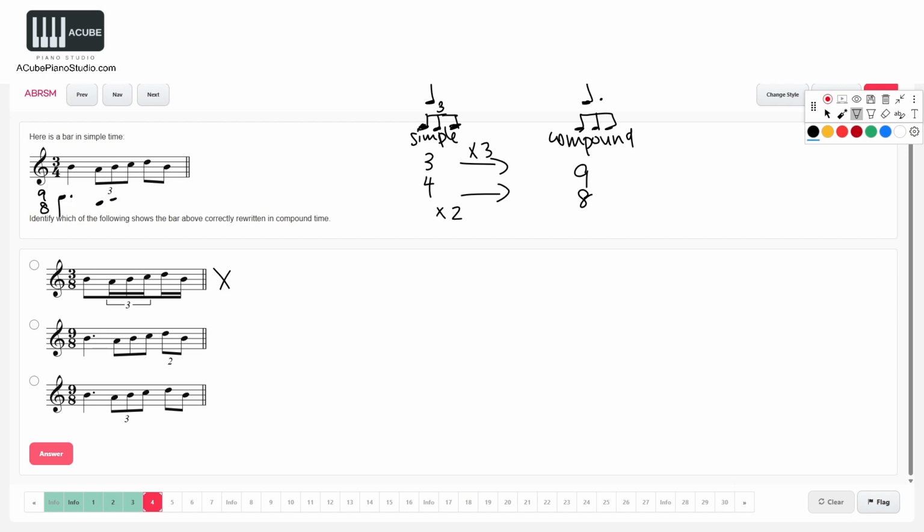You remove the triplet sign, no more. Then if you have a crochet, how do you make it into a dotted crochet if you have something like this, 2 quavers? Well, you will put a duplet sign above, then this will be equal to the time value of a dotted crochet. So you have this. The one that shows this is the second one. So the answer is this.